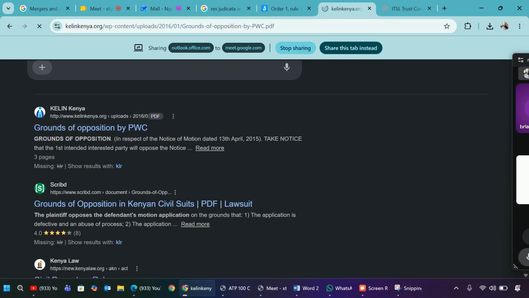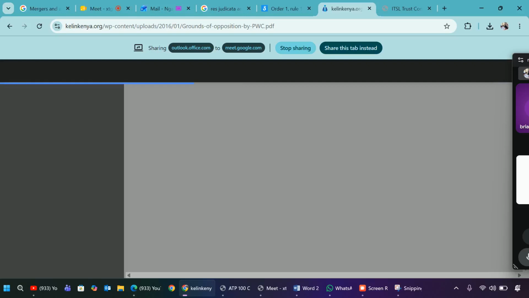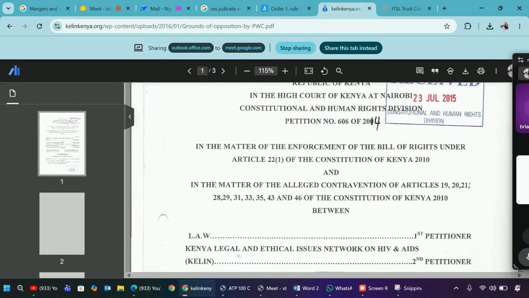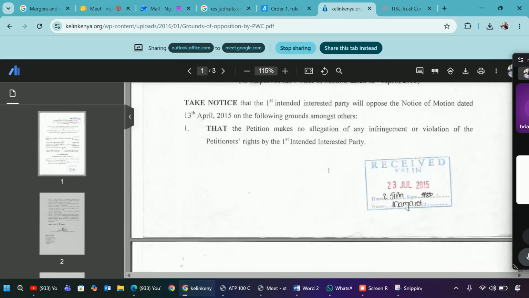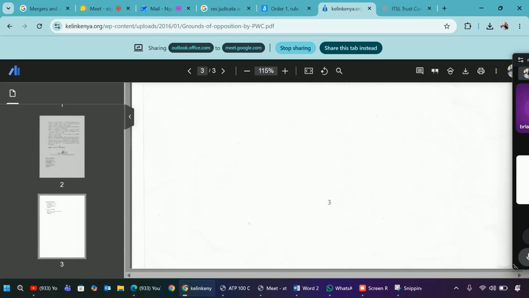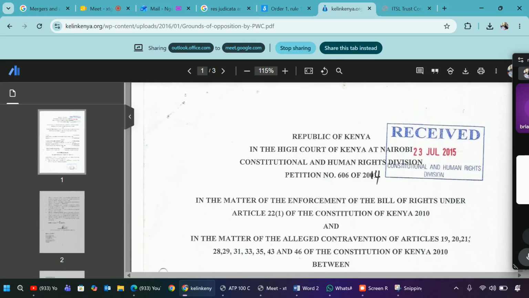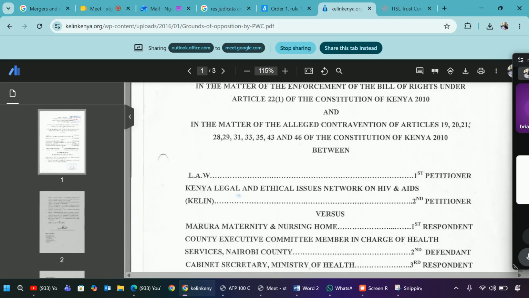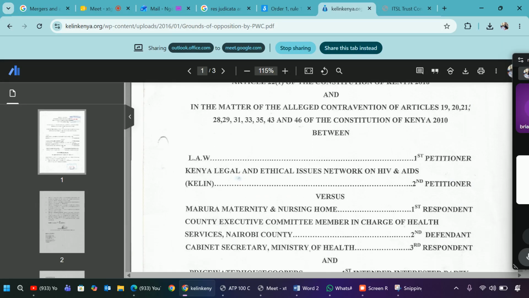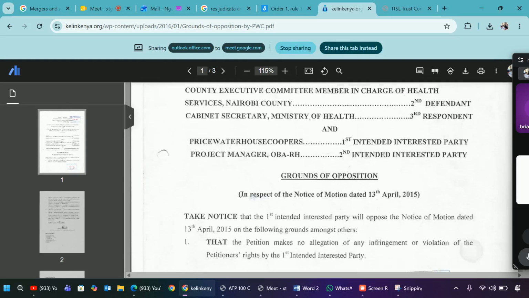You can also have a look at an example of how you draft a ground of opposition. Let us look at it. I will read through because you have seen where it is used. This was used in the High Court of Kenya at Nairobi, Constitutional and Human Rights Division, in the matter of the enforcement of the Bill of Rights under Article 22 of the Constitution of Kenya, and in the matter of the alleged contravention of Articles 19, 20, and 21, between parties.